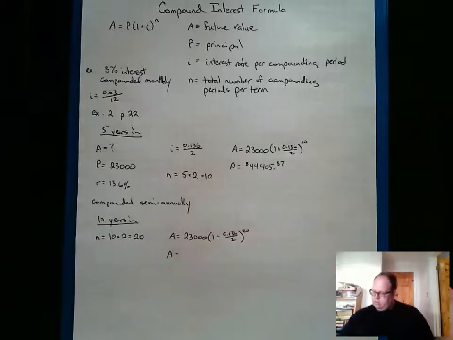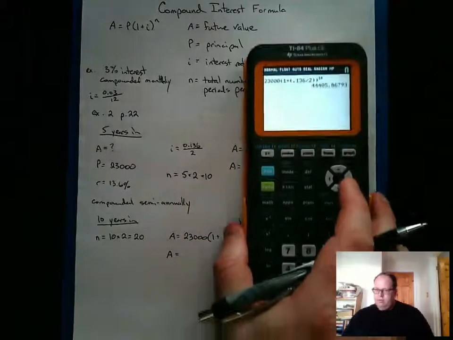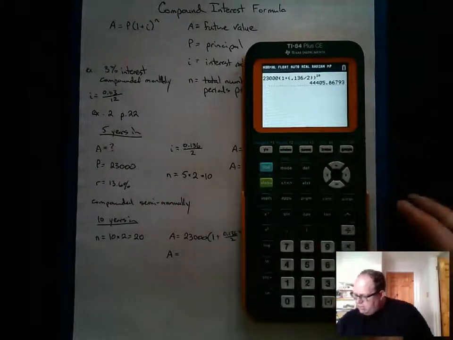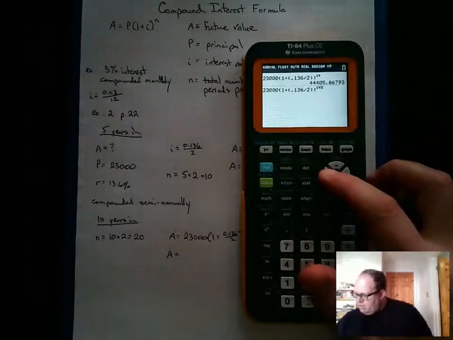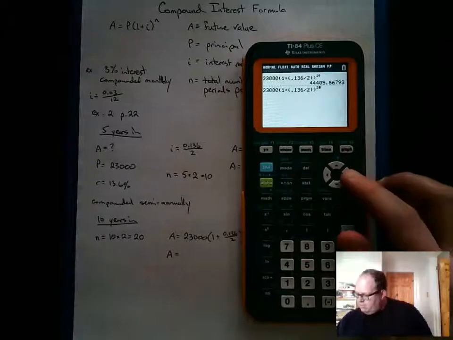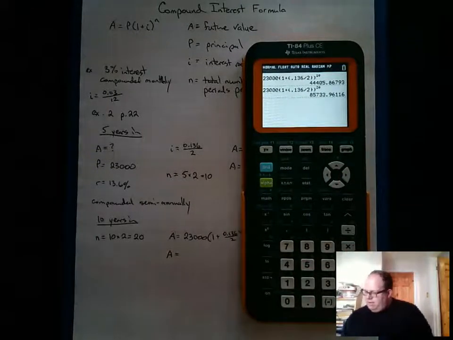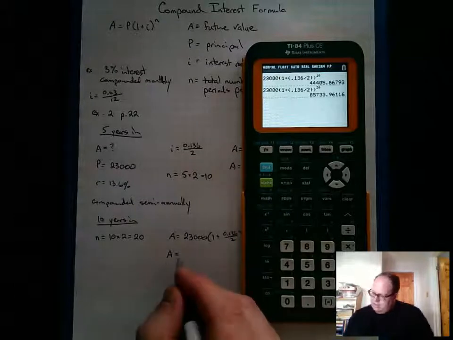I'll work that out. Again, bring up the old handy dandy calculator. In fact, if I want to cheat, second entry will bring me back that last statement. I'll just go up here and make that a 2. And that's worth $85,733.96.